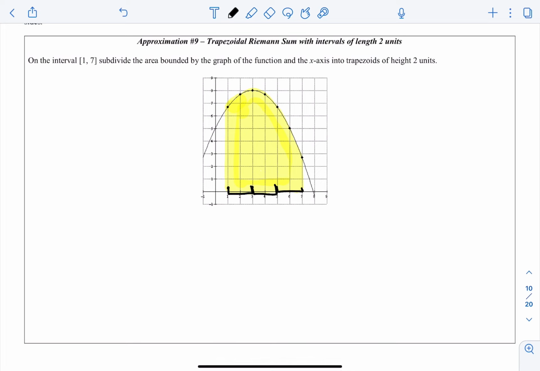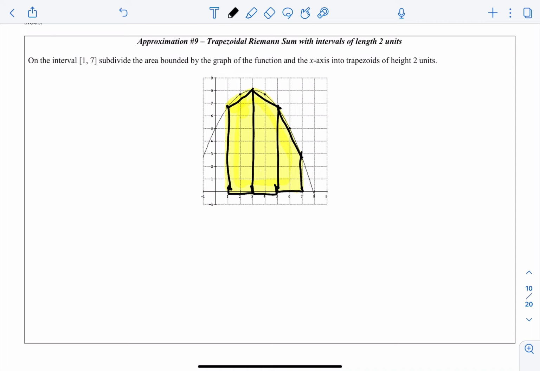And then from here, we can draw the lines to the top of the graph. And then we can connect those points to make the individual trapezoids. And there is a formula to determine the trapezoidal Riemann sum, but I'm just going to prove it for you right now. So the area of an individual trapezoid is the height times the average of the two bases.